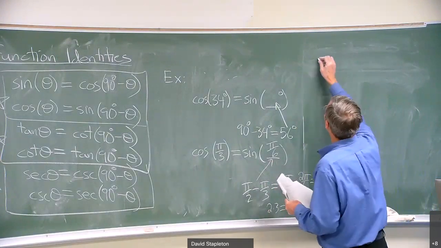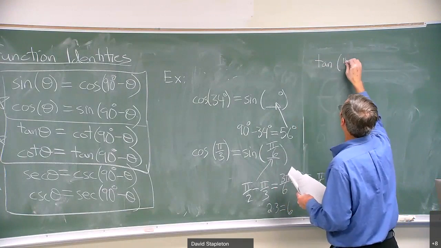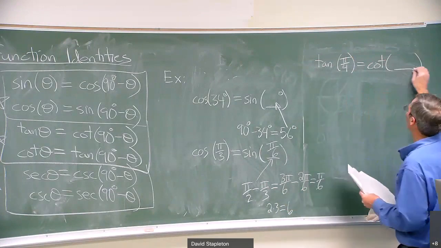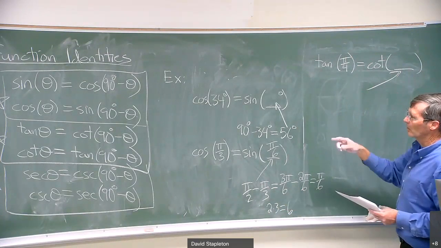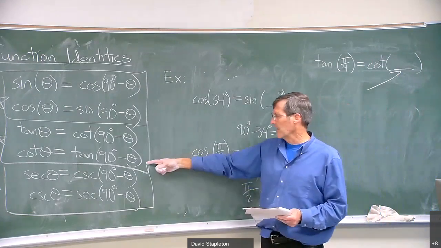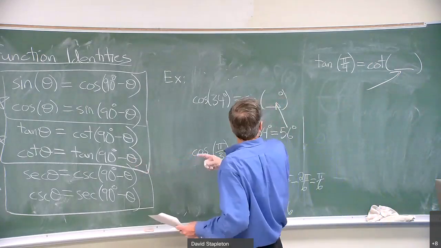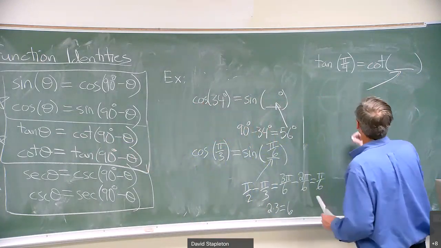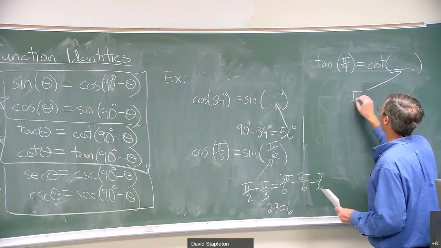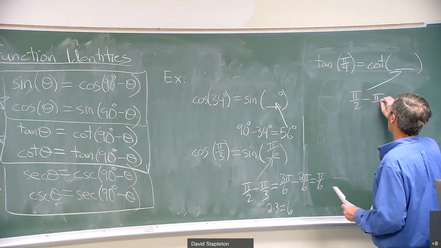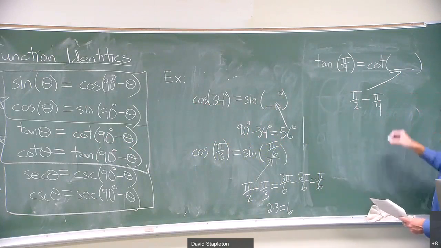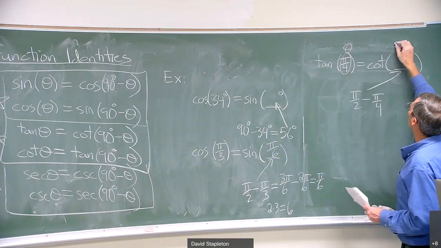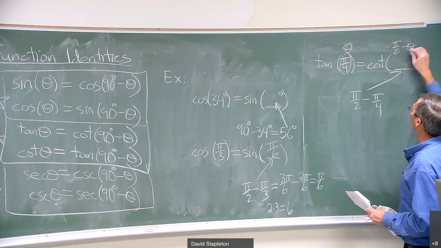Suppose I want to take the tangent of pi over 4. That's equal to the cotangent of what? What goes in this blank? Well, according to this identity we had here, the tangent of any angle is cotangent of 90 minus the angle, but you replace 90 with pi over 2. So this is pi over 2 minus the angle that you have. Right? If this is theta, this is pi over 2 minus theta, a 90-degree angle minus theta.